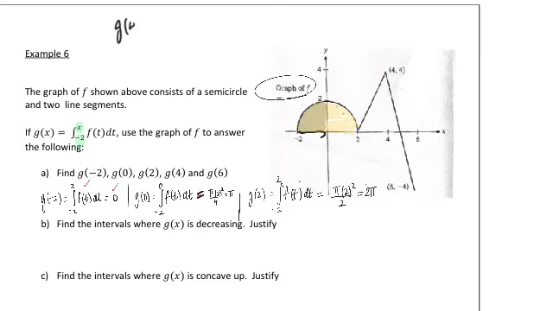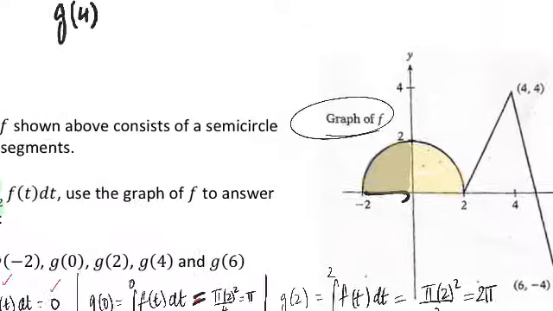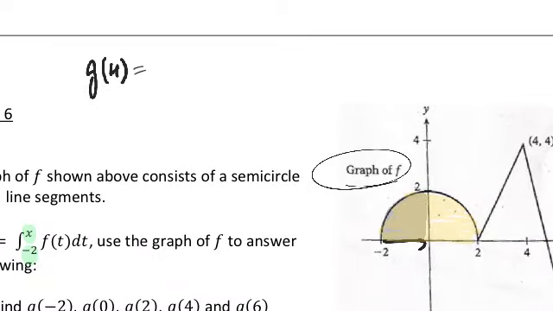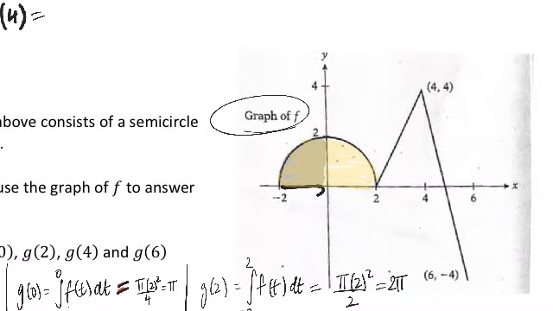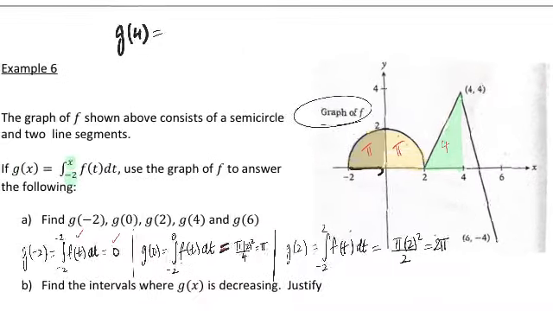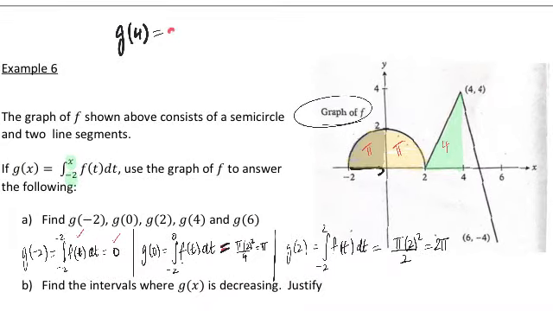I'll put them up here, g of 4. G of 4 means I've integrated now this triangle here, okay? And that's a triangle, 1/2 of 2 times 4, so that's going to be area 4 for this triangle here. Let's just keep track here. This was pi and another pi and then 4. So I have 2 pi plus 4 for g of 4.